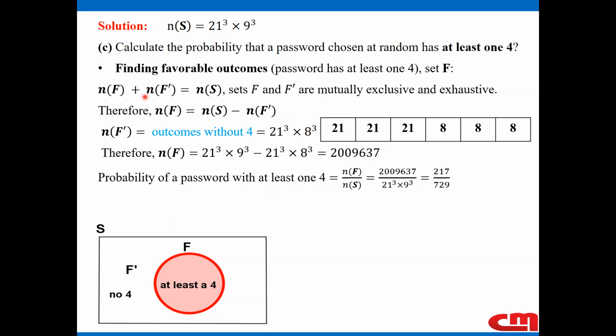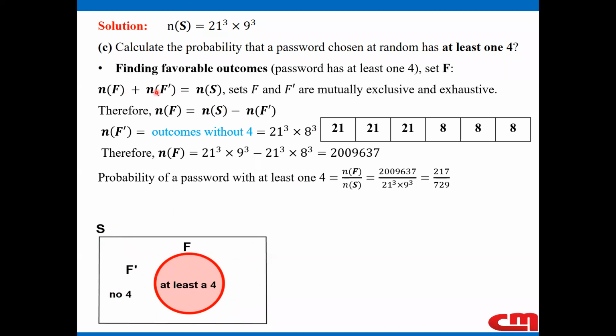Here I've used the approach of the two sets being mutually exclusive and exhaustive. The way exhaustive works is simply that if we add the elements of F and those not in F, we get the sample space. That is, the two sets are exhaustive. Mutually exclusive means they don't have an intersection. What is in F has nothing to do with what is outside F, so they are mutually exclusive.